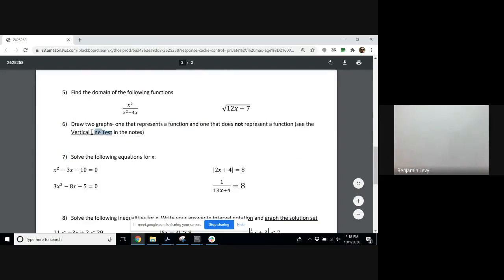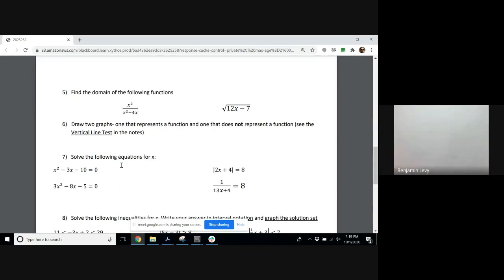You want to be familiar with the vertical line test. A graph represents a function if it passes the vertical line test. I could either ask you to draw graphs like this one, or sometimes I put a picture on there and I just ask, is this a function? And you would just use the vertical line test to determine it.